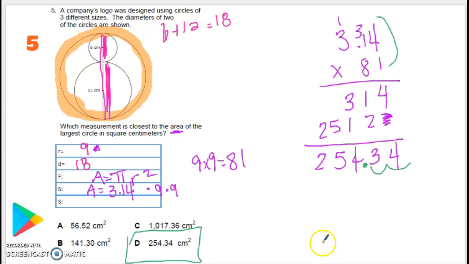254.34. So if you missed this, probably it was because you did not get the right diameter, or you did not solve for area. So be careful of that.